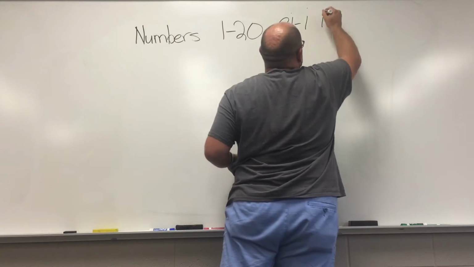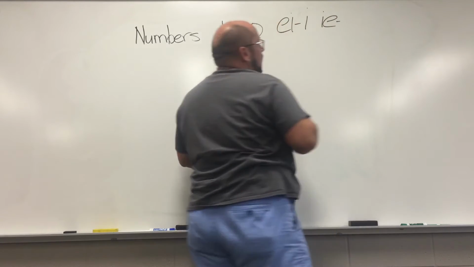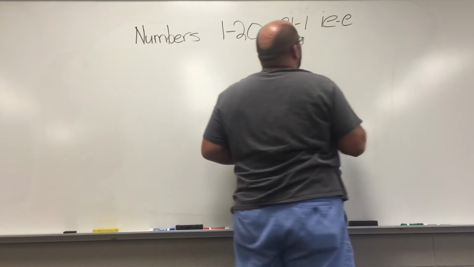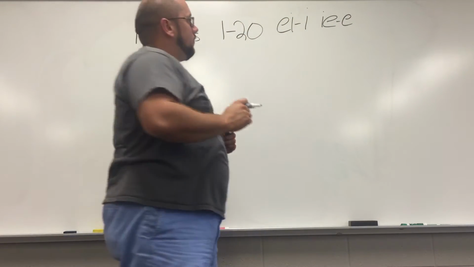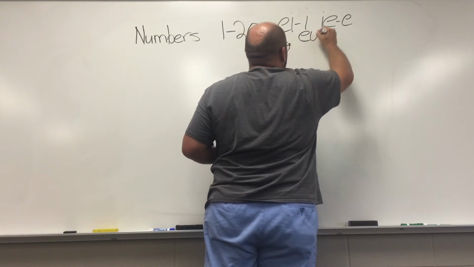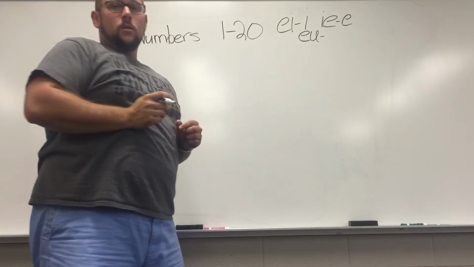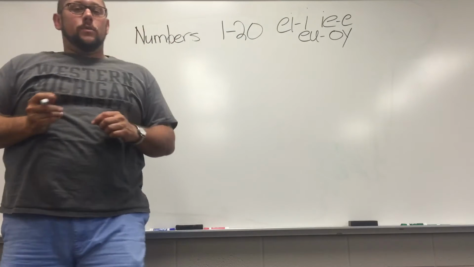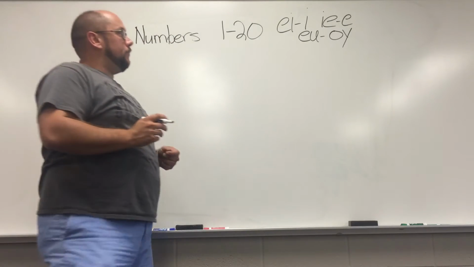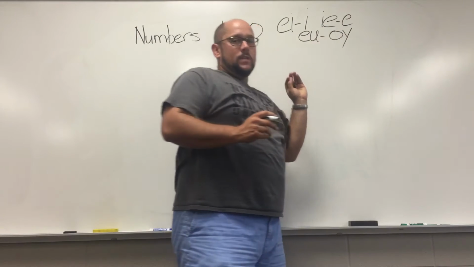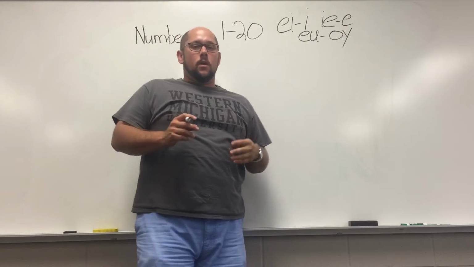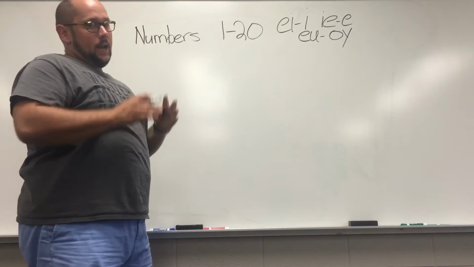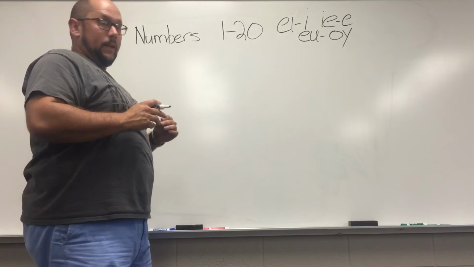Second letter combination, IE. When we see those 2 letters together, the result is an E sound. Last one, EU. When we have those 2 letters together, they make an oi sound, like in boy or toy. Keep these 3 in mind as we go through these numbers. I'll point them out as we see them, but make sure that you are aware of them so you can get ahead of me and try to sound them out before I even get there.